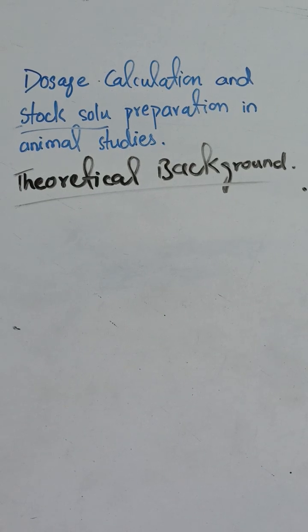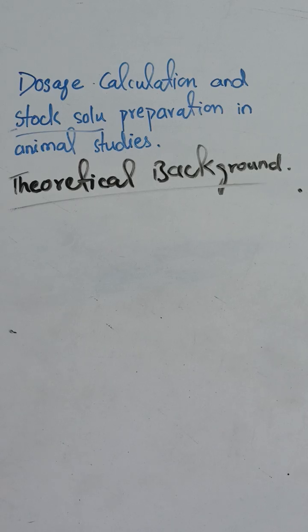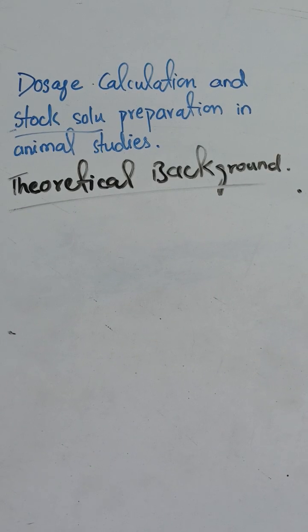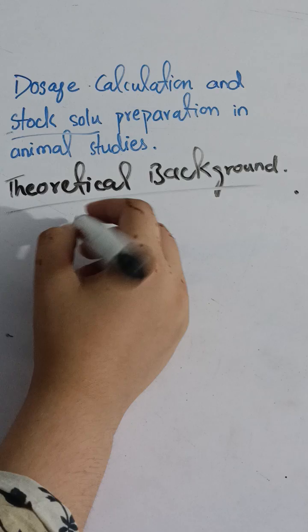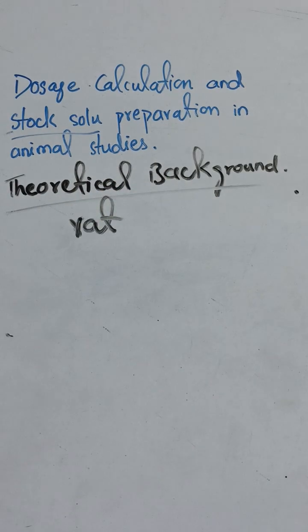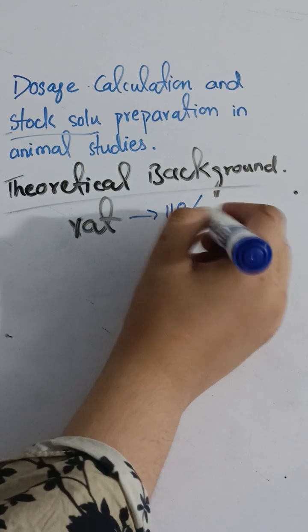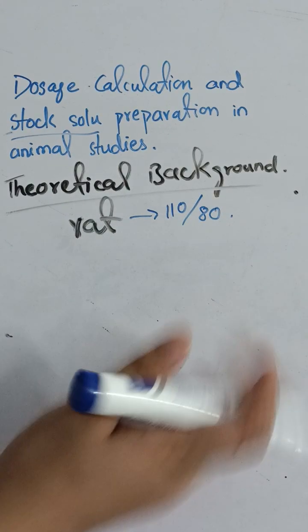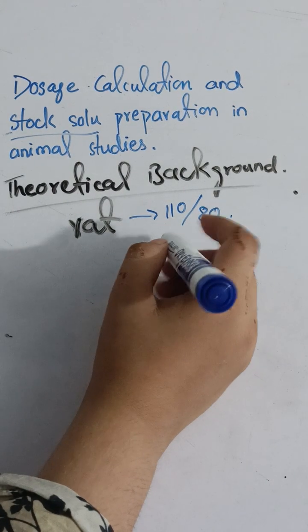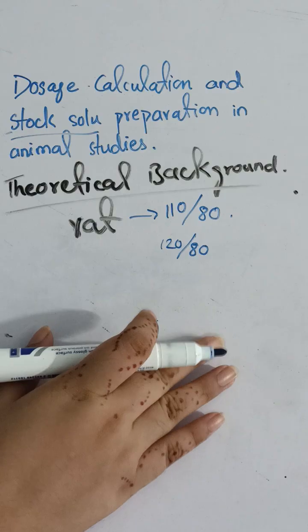Before starting the dosage calculation, first of all you have to see your rat. How many rats are given to you matters a lot. For example, the rat is the most commonly used animal because its blood pressure is very close to human blood pressure. The rat blood pressure is about 110 by 80. That is why it is very close, because the normal blood pressure of humans is 120 by 80. So that's why we mostly use the rat.